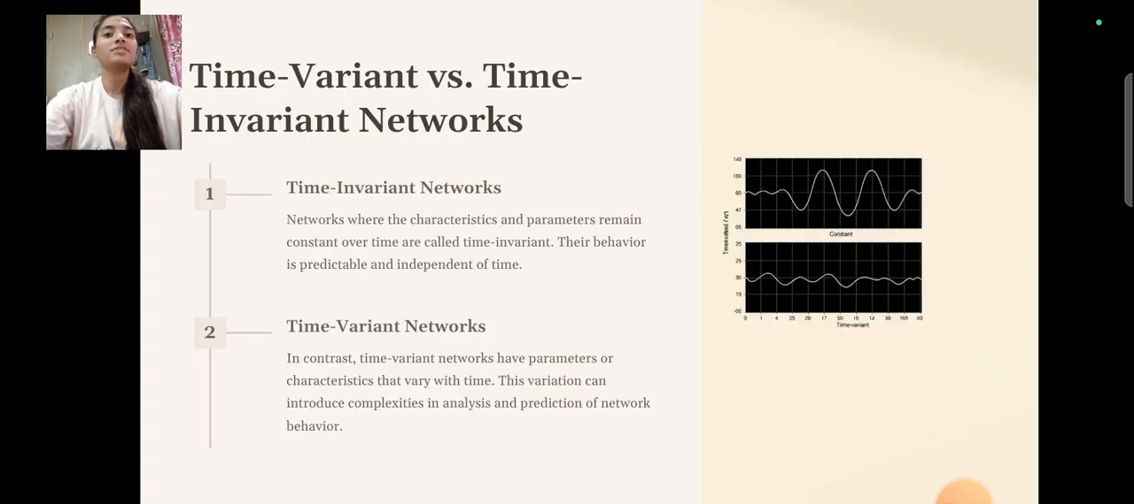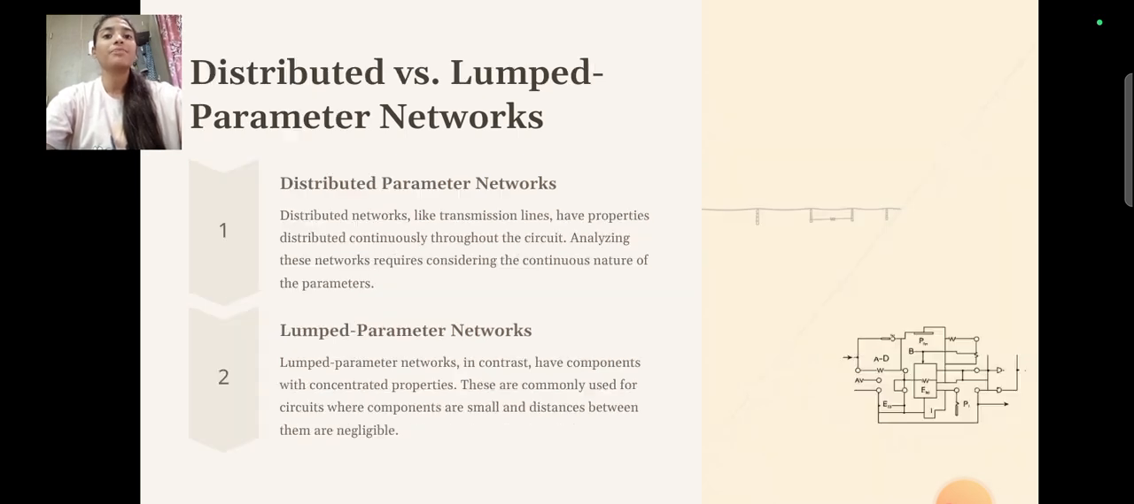Time variant versus time invariant networks. Time invariant networks. Networks where the characteristics and parameters remain constant over time are called time invariant. Their behavior is predictable and independent of time. Time variant networks. In contrast, time variant networks have parameters or characteristics that vary with time. These variations can introduce complexities in analysis and prediction of network behavior.